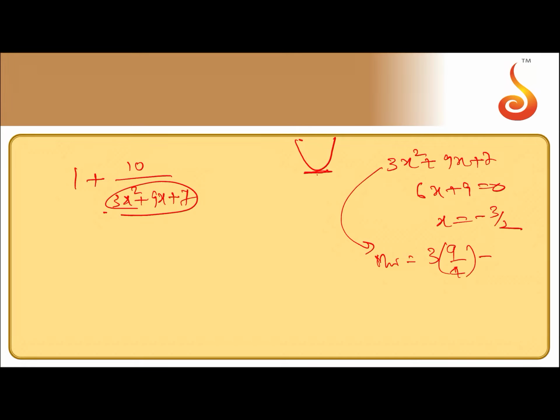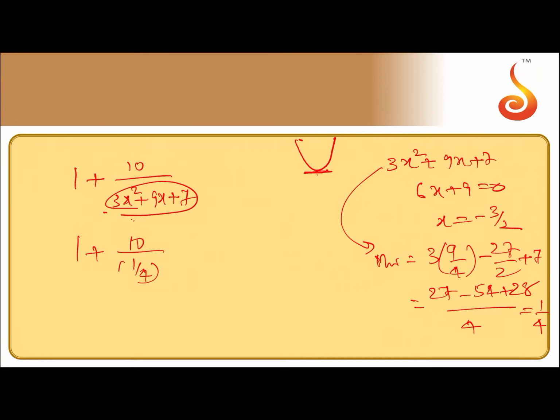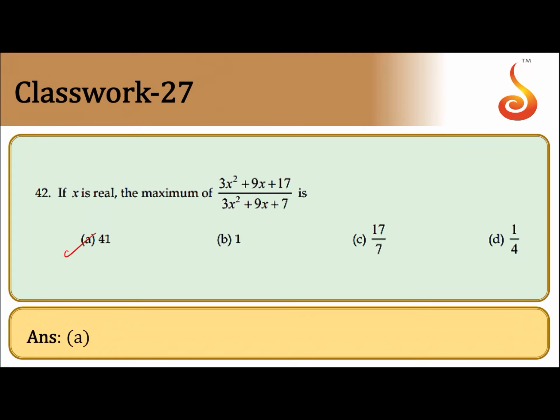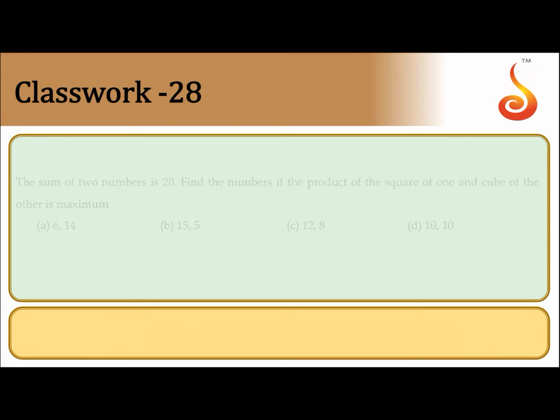So when you substitute, the minimum value is given by 3 times 9 by 4 minus 27 divided by 2 plus 7, and that is equal to (27 minus 54 plus 28) by 4. I think it is 1 by 4. Therefore the minimum value of the denominator is 1 by 4, and 1 plus 10 divided by 1 by 4 becomes the maximum, so 1 plus 40, it is 41. So the answer is 41, the maximum value of the function.